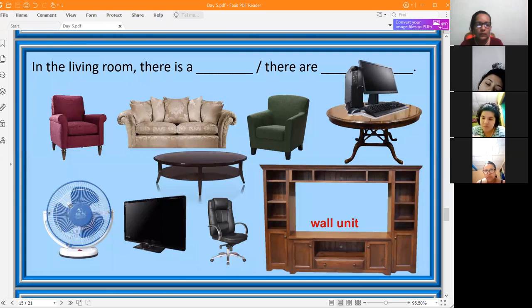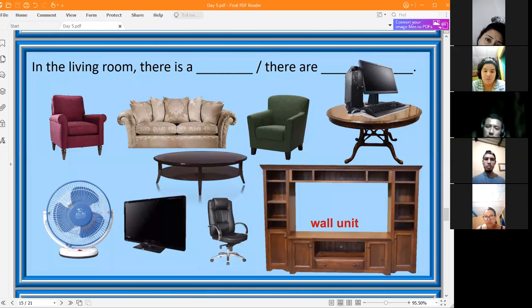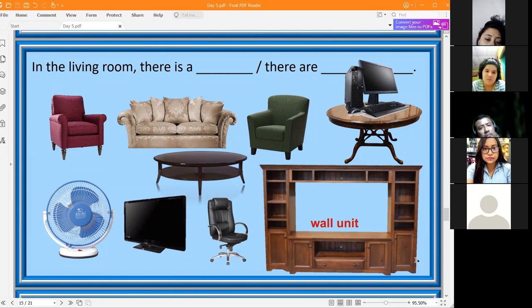No sé cómo se dice. Sofá. Yes, there is a sofa. You can copy from here. Okay, so you have permission to copy. There is a TV. There is a sofa. There is a wall unit. Excellent. Okay, thank you very much.